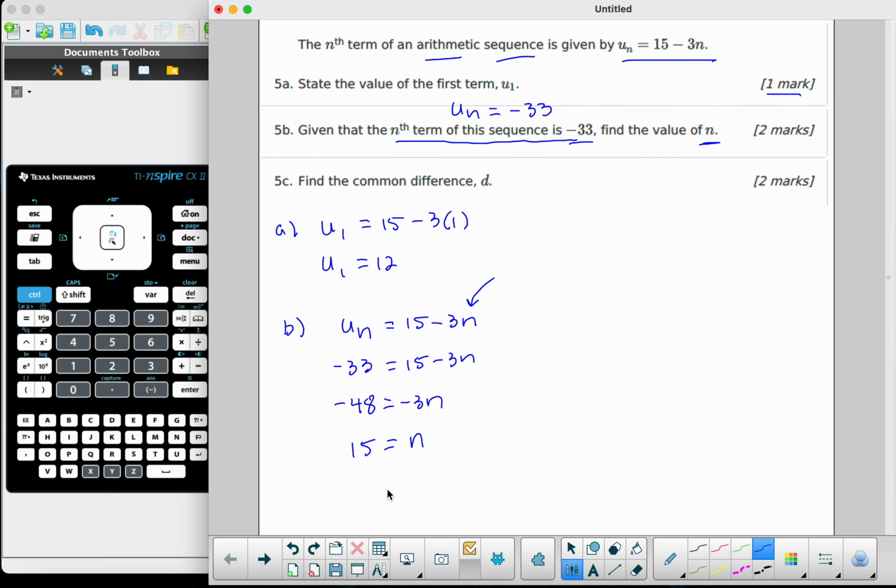A term number is always going to be a positive integer. It will never be a decimal, and it will never be negative. So just keep that in mind.